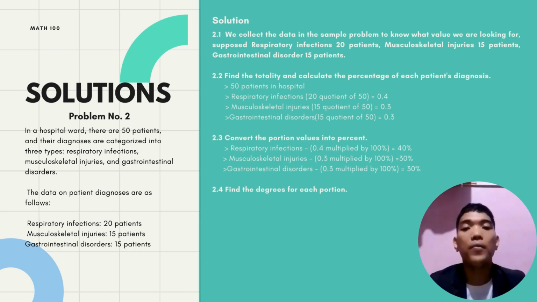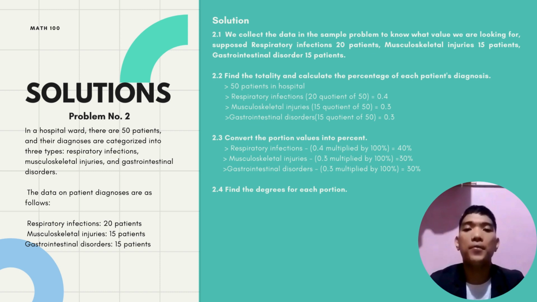After this, convert the portion values into percent. Respiratory infections, 0.4 multiplied by 100% equals 40%. Musculoskeletal injuries, 0.3 multiplied by 100% equals 30%. Gastrointestinal disorders, 0.3 multiplied by 100% equals 30%.